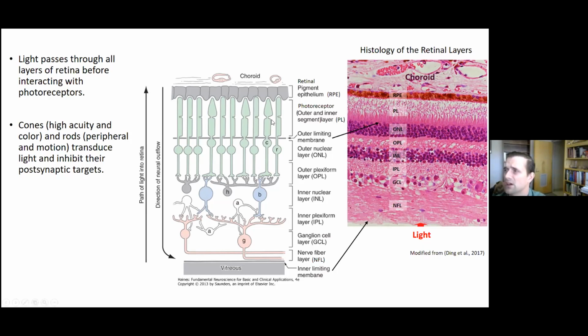And those are our photoreceptor cells, okay? So our photoreceptor cells include cones and rods. The cones are for more high acuity and color vision. So guess what? We're going to see a lot more of those in the macula and fovea areas. The rods are more so for peripheral vision and motion. So guess what? We're going to see a higher concentration of those along the periphery of the retina.